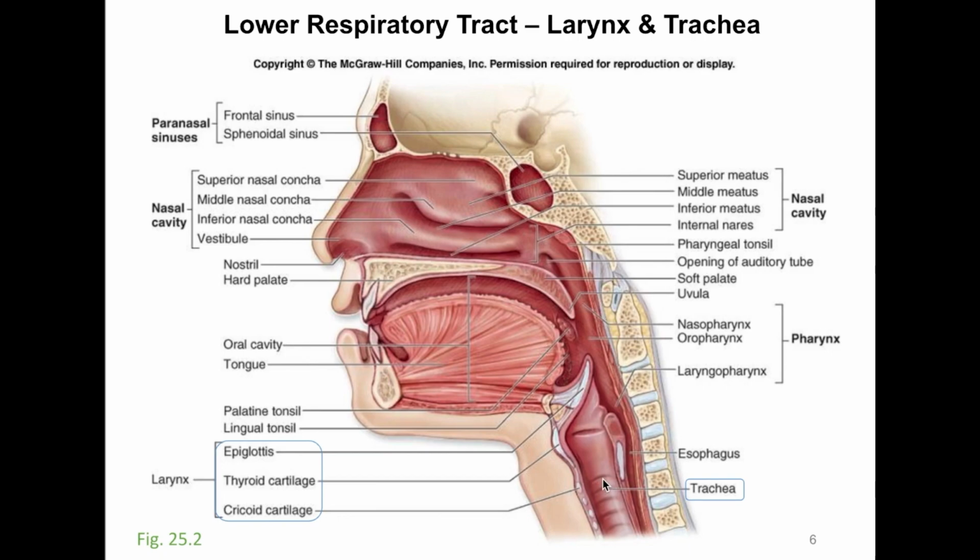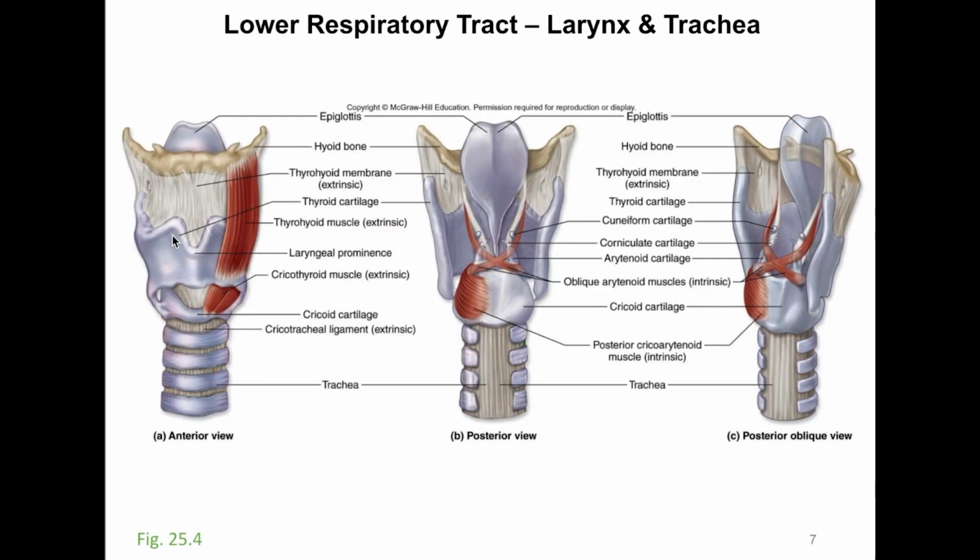So if you have trouble remembering which one is in front, just think of a tracheostomy. They just make a little incision between the cricoid cartilage and these tracheal rings, and just right under the skin they are able to pierce through the trachea and put in an artificial airway. So again, this is the larynx and then the trachea.